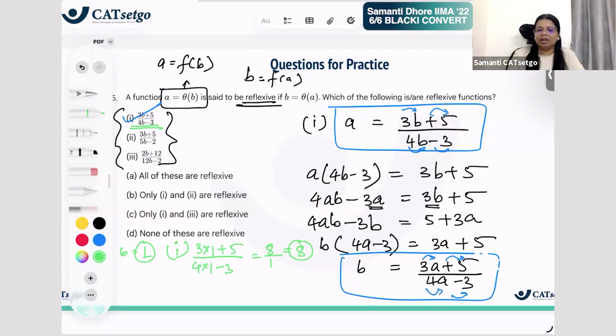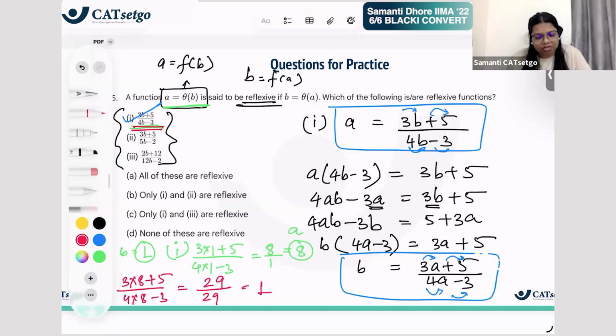है ना? The moment I put B as 1, I am getting answer as 8. 8 is what? Your A, right? A was the function of B, right? अब जब B डाला तब 8 आया, अब मैं 8 डालूंगी तो 1 आना चाहिए आंसर, right? So let me put 8 inside this thing. So 3 into 8 plus 5 divided by 4 into 8 minus 3, which is how much? Tell me. 29 by 29? Yes or no? Which is 1? So आया ना, 8 डालो तो आंसर 1 आता है, 1 डालो तो आंसर 8 आता है.